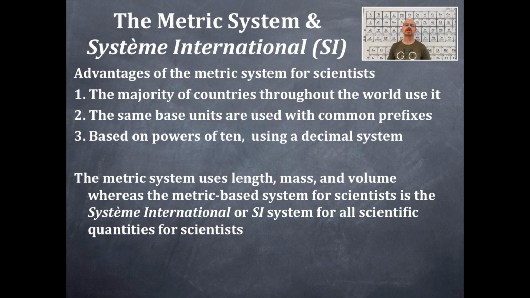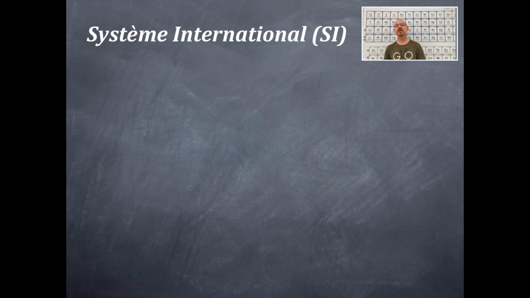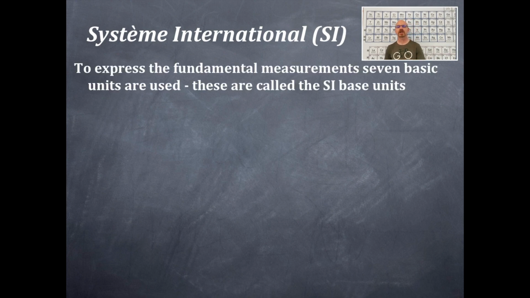The metric system uses length, mass, and volume, whereas the metric-based system for scientists is the International System of Units, and that's all scientific quantities for all scientists. Slight difference between the two. Okay, so let's move on to this. The International System of Units is the fundamental measurement of 7 basic units, and everything can be measured with these.